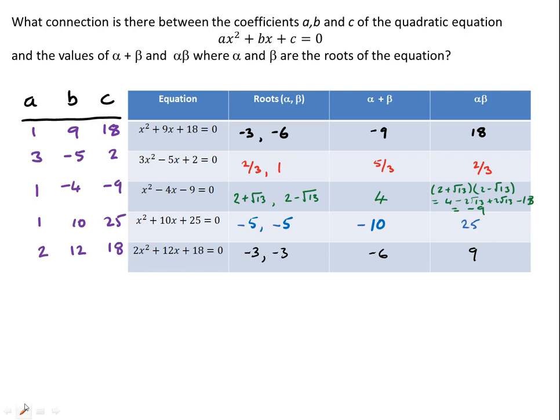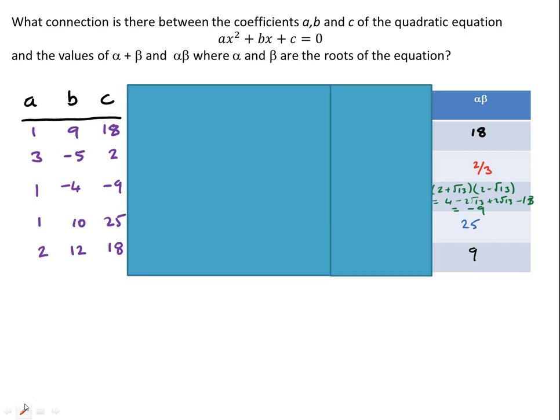Now what we're trying to see is whether there's any connection between the values of alpha plus beta and alpha times beta with the values of A, B and C. So let's start off looking at alpha beta. Can we see a pattern between the answer to alpha times beta and the coefficients of the original equation? For the equation 1x squared plus 9x plus 18 equals 0, where a equals 1, b equals 9 and c equals 18, we had alpha times beta equals 18.